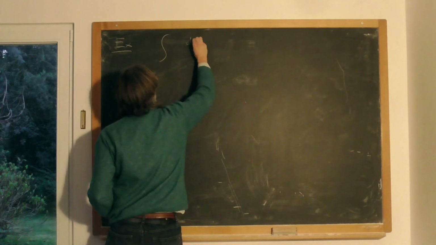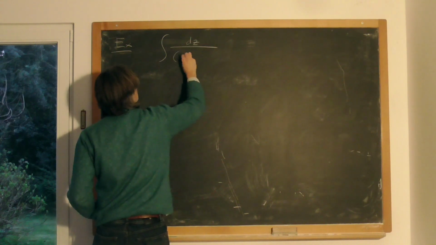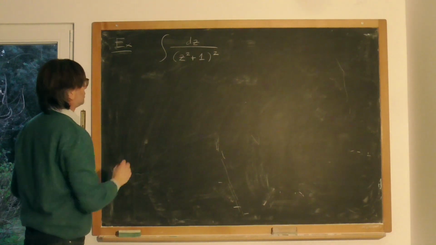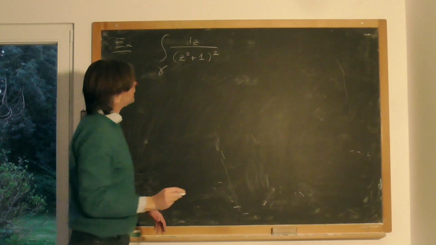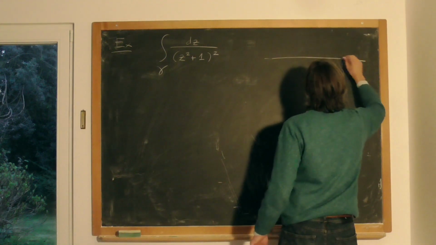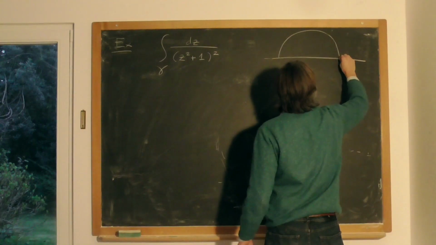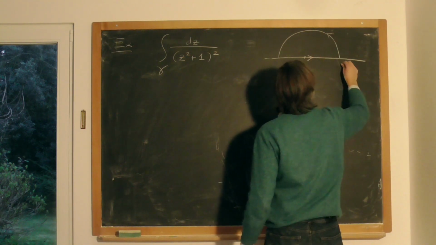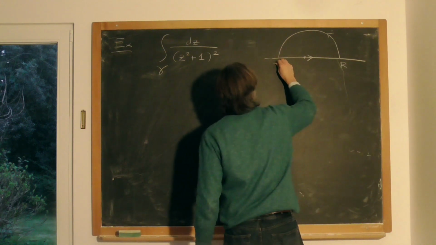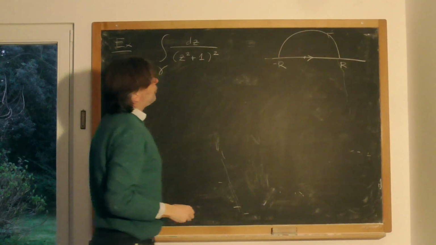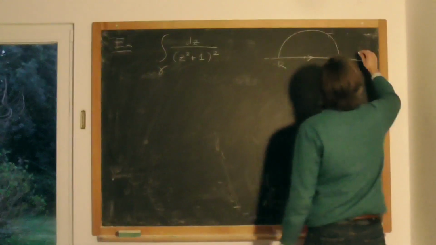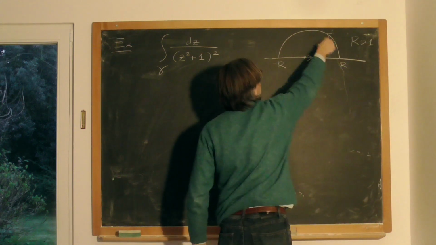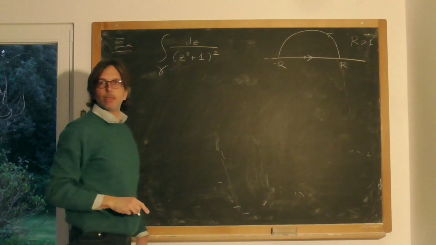of the function dz over z squared plus 1, but here I put a square, on the curve gamma. And here as gamma I will take a half circle like this. Here is the origin. This is a half circle of radius big R, for some R that is big. It should be, say, at least 1. Okay, we have this half circle. We want to compute this line integral.